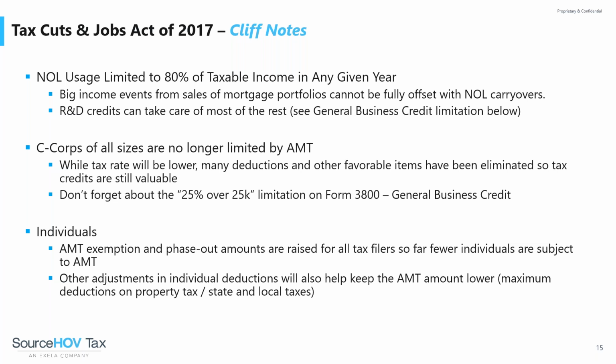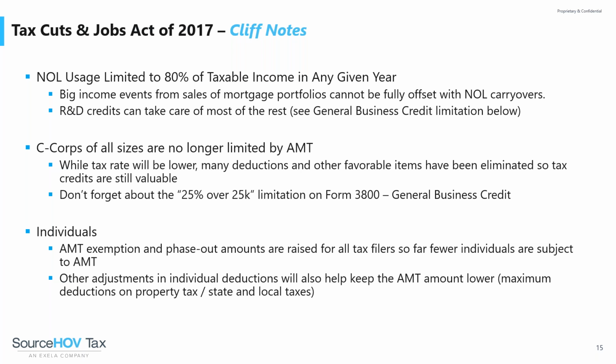That's for C corps. Now, individuals weren't quite as lucky. They're still subject to AMT, but with the changes in the Act, far fewer individuals should be subject to AMT, and that's for two reasons. The exemption, in other words, how much income you need to be exceeding before you're even subject to AMT, increased.